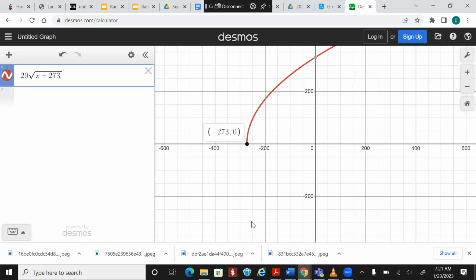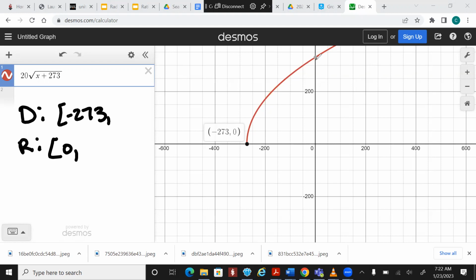What is my farthest left X value? What's my farthest left X value? Not 0, negative 273. Okay, now this keeps going on forever and ever, right? Okay, we're gonna come back to that in just a second. What about my range? What's my lowest Y value? I said it earlier. What's my lowest Y value? 0. And then it keeps going on forever and ever, right?